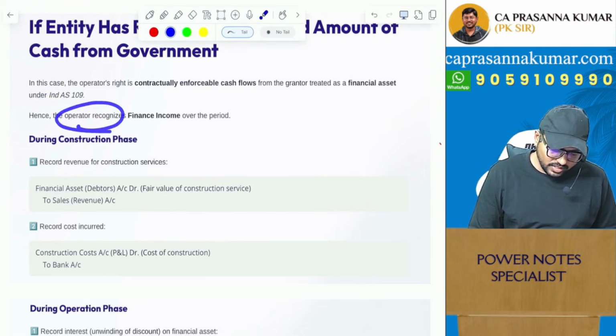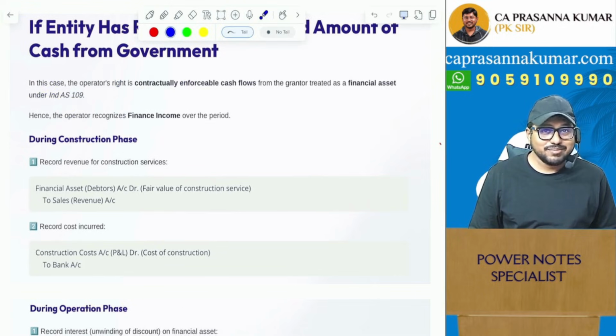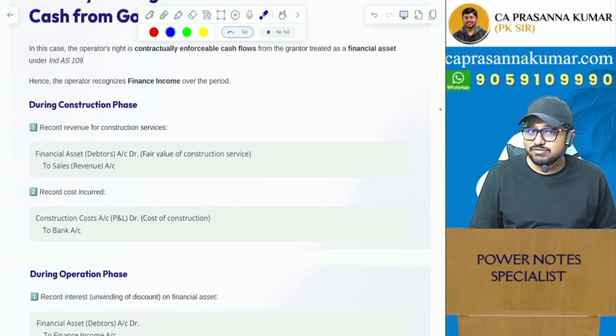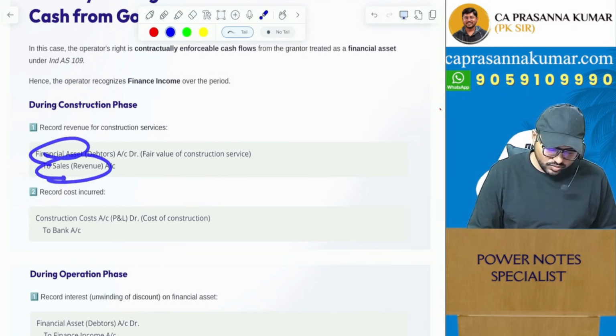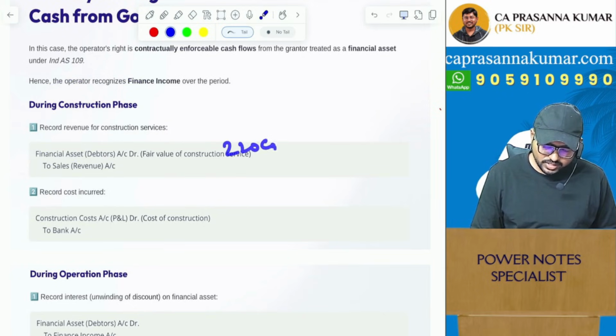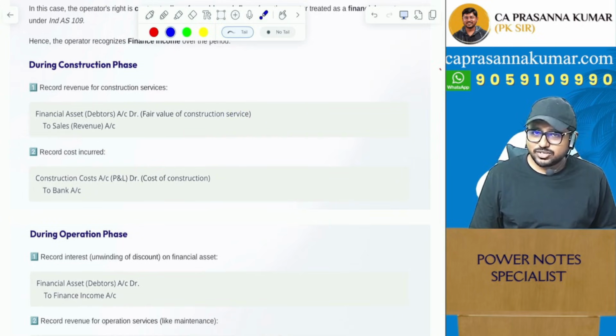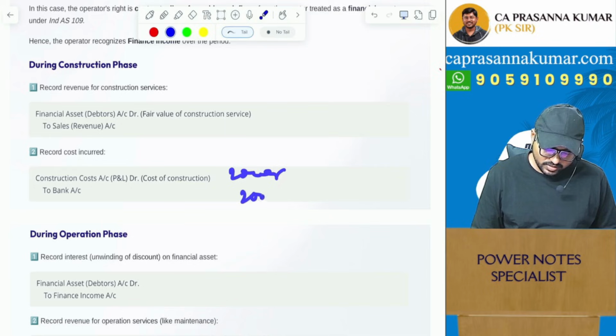Here, the operator recognizes finance income over the period because the payment is getting delayed. During the construction phase, record revenue for construction services at fair value. So therefore, financial asset debit to revenue. How much? 220 CR. That is the fair value in our example. Then you have incurred cost. For that, you need to record construction cost to bank, which is 200 CR in our example.